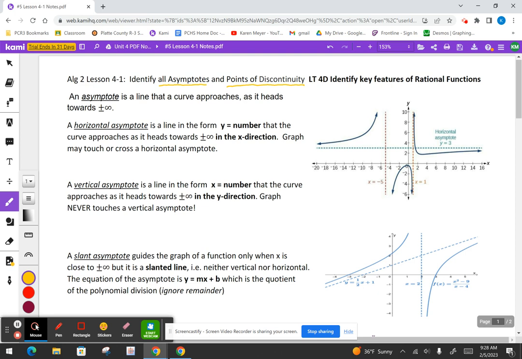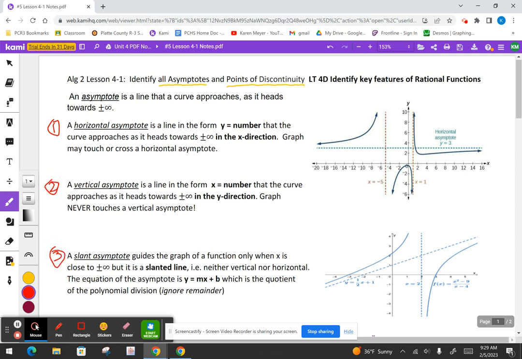Now, an asymptote is kind of like a boundary. A curve of the rational function will get really close to it and then follow it along as it approaches either positive infinity or negative infinity. So as it goes to the left side, to the right side, or if it's going up or going down. Now, there are three different types of asymptotes. They're listed here on the side.